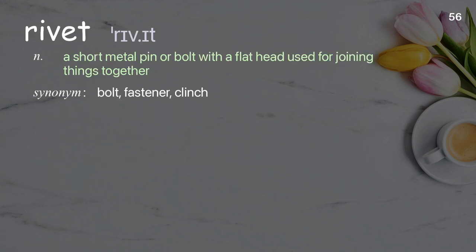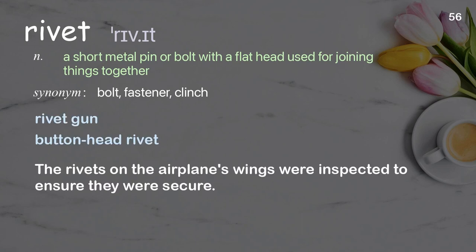Rivet. A short metal pin or bolt with a flat head used for joining things together. Examples. Rivet gun. Buttonhead rivet. The rivets on the airplane's wings were inspected to ensure they were secure.